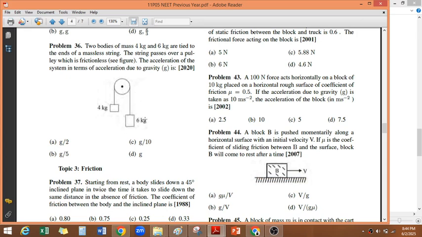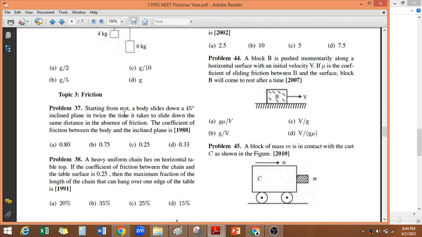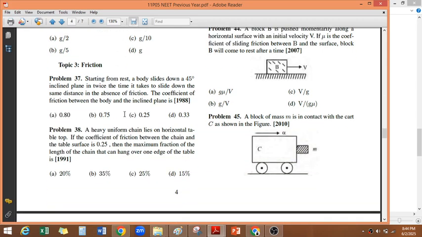This, I think we have done many questions based on this. So I'm going to leave it to you. Last class we did one problem based on this. So maybe we can do some problems based on friction.